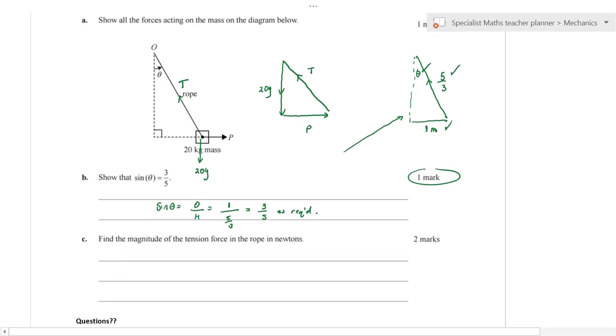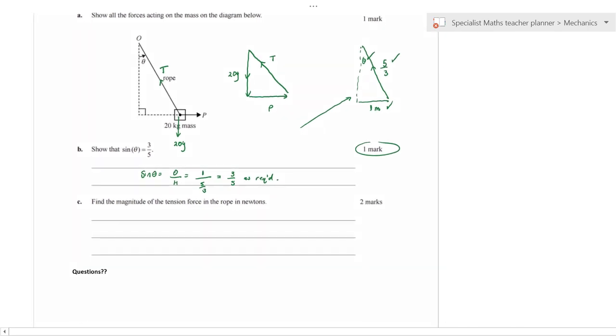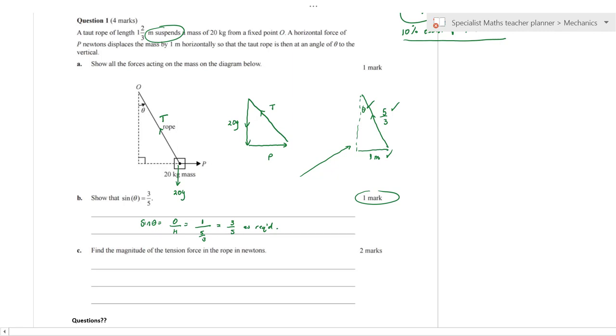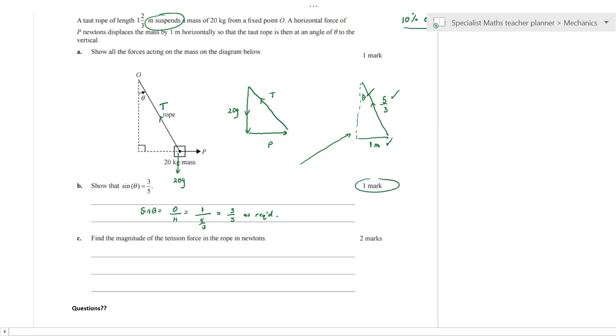That's all you need to do. Now it says find the magnitude of the tension of the rope in newtons. Okay, so what I would do is I've got an angle theta here. Angle theta is, sine theta is 3/5. But what I would say is we could do this in a number of ways. It says you find the magnitude of the tension of the rope.